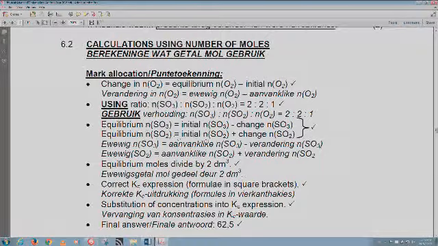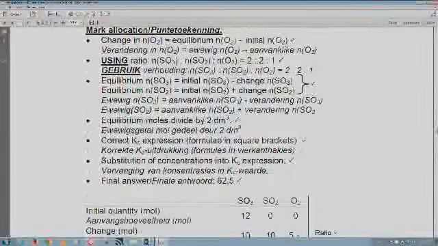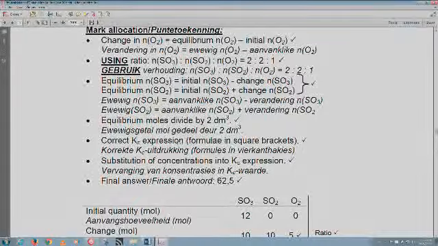And then the third mark will go to the equilibrium moles of sulfur trioxide, remembering that sulfur trioxide is a reactant. So equilibrium moles will be initial moles minus the change. And then the equilibrium moles of sulfur dioxide, because it is a product, will be initial moles plus the change in moles. When both of them are correct, it is the third mark. And then the fourth mark is for dividing the equilibrium moles by the volume. And then the fifth mark is for the correct Kc expression.